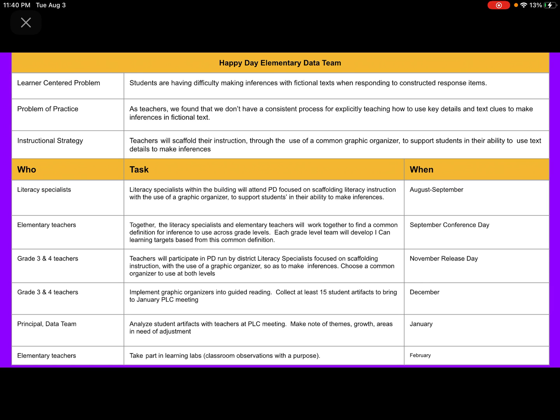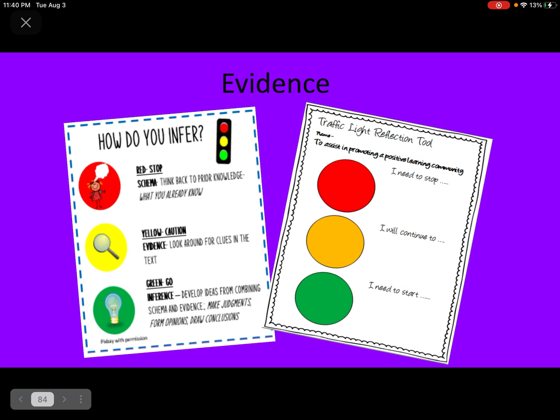And then from this point, we developed our plan of action, which aligned to our theory of action and how we felt our strategy would support the current needs of our teachers and students. As demonstrated, we outlined the tasks with the plan, who would be responsible, and the time frame those tasks would be completed. As can be seen, our instructional strategy was that teachers would scaffold their instruction through the use of a common graphic organizer to support students in their ability to use text details to make inferences.